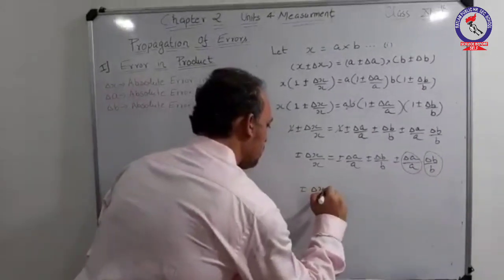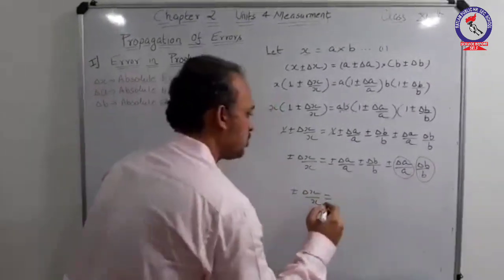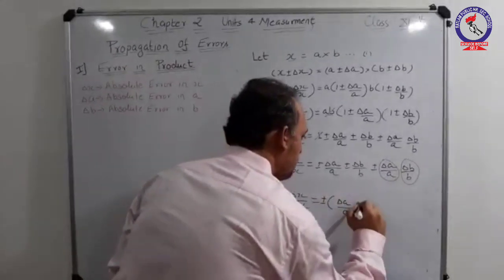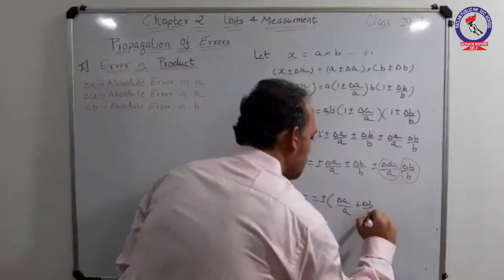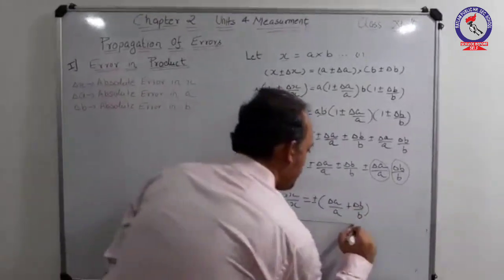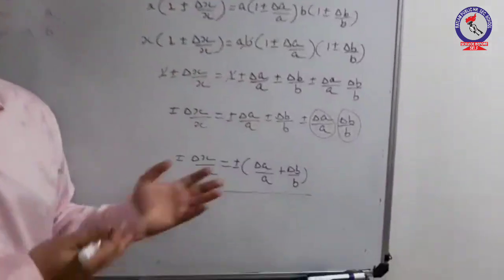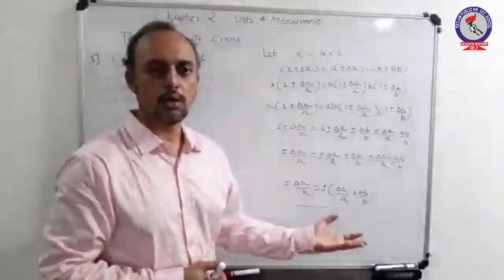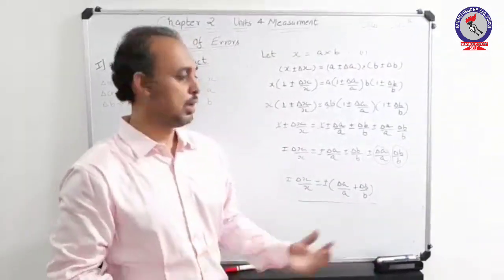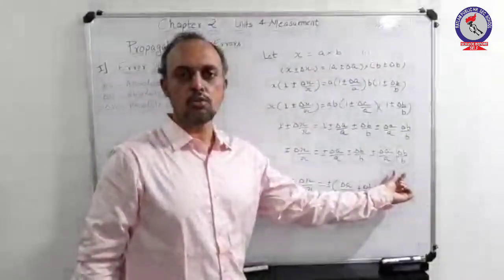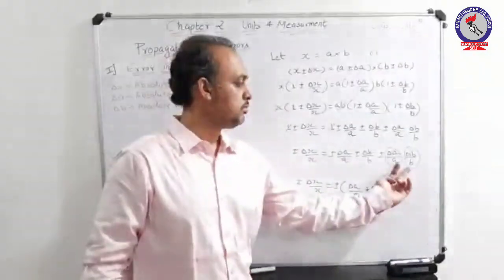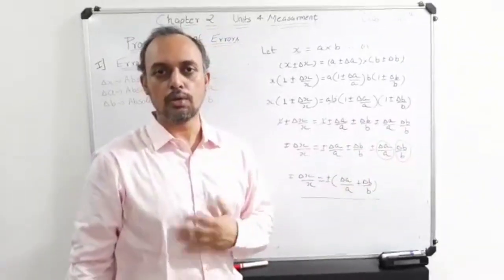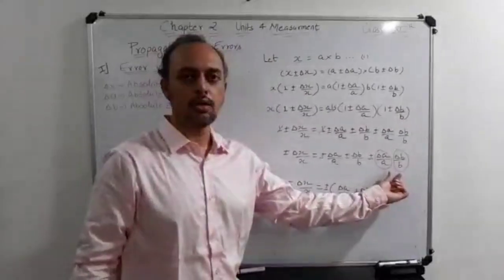Therefore, if we neglect the product of del A by A and del B by B, we have the expression plus minus del X by X is equal to plus minus del A by A plus del B by B. This is the relation which helps us in calculating the errors while you are making a product of two physical quantities. Again, we are neglecting these two values. The reason is that the product of these two values will yield a very small value. Hence, we have neglected these two values.